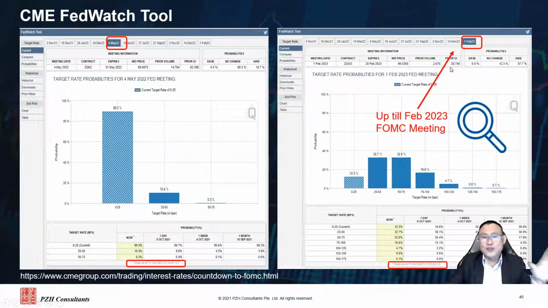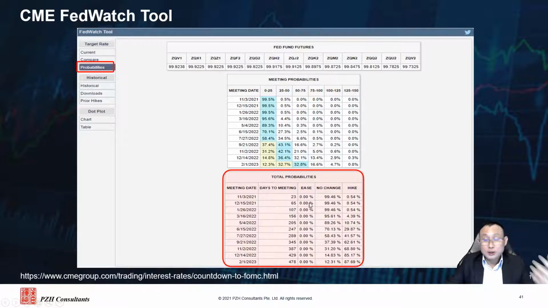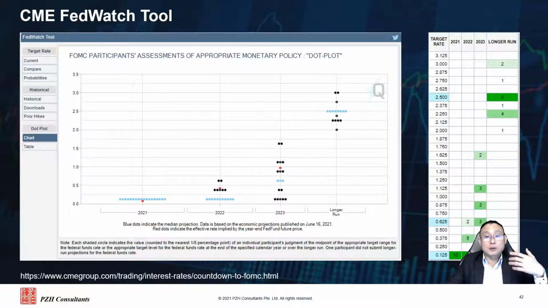And you can look at it from different angles, different perspectives. You can look at it in terms of meeting probabilities, and you can even look at it in terms of total probability. This is really what the commentators refer to when they say the market has priced in a 50% rate hike, a 40% rate hike, etc. And you can also see what a lot of the commentary calls the dot plot. The dot plot is basically a reflection of each governor's view of how they see the Fed funds trajectory in the future.